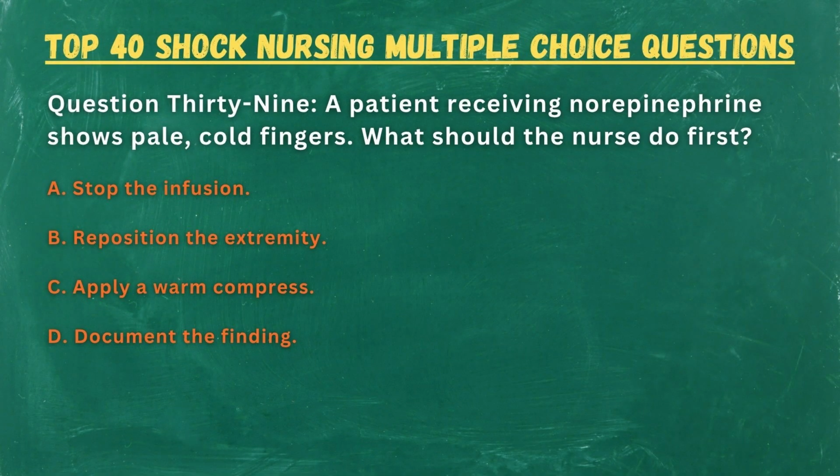Question 39. A patient receiving norepinephrine shows pale, cold fingers. What should the nurse do first? A. Stop the infusion. B. Reposition the extremity. C. Apply a warm compress. D. Document the finding. Answer: A. Stop the infusion.